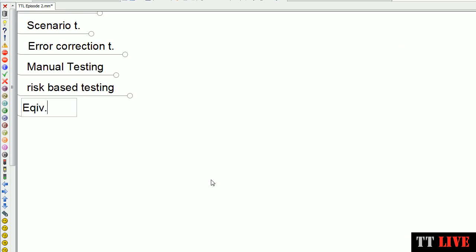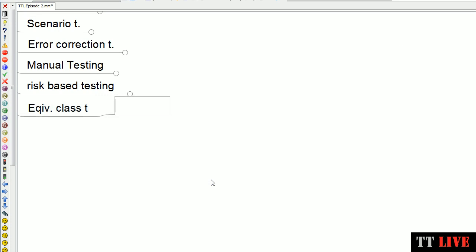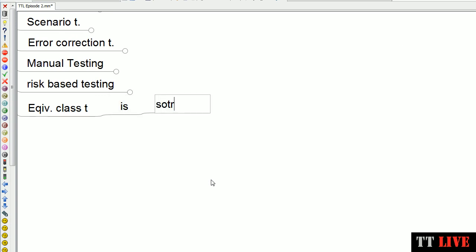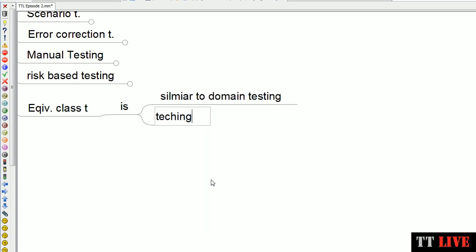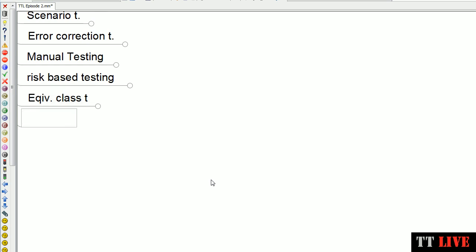Equivalence class testing, I'll just shorten it. It's the sort of same thing as domain testing. There are some technical differences, that domain testing should be above it, but I haven't seen much of the difference. I think I'll give a link later on where you can investigate it further and see what it is and what it's not. So right now, just go to domain testing and you get the information from there.